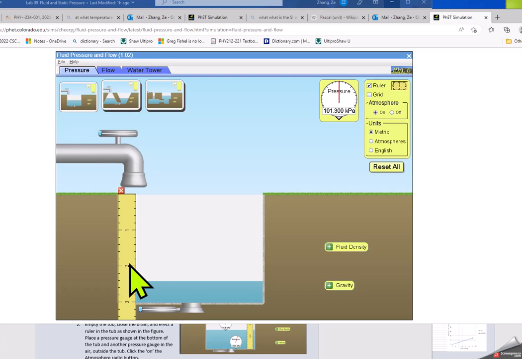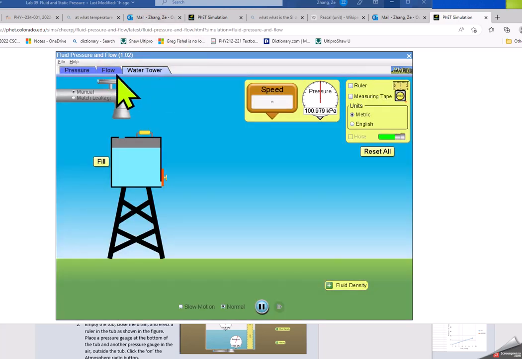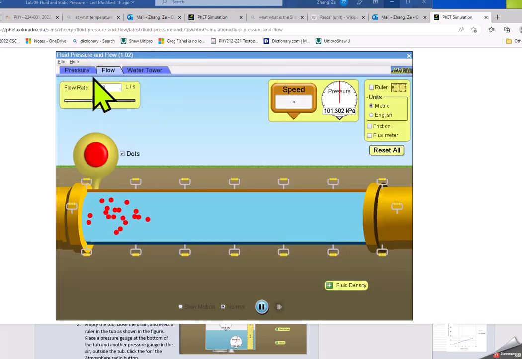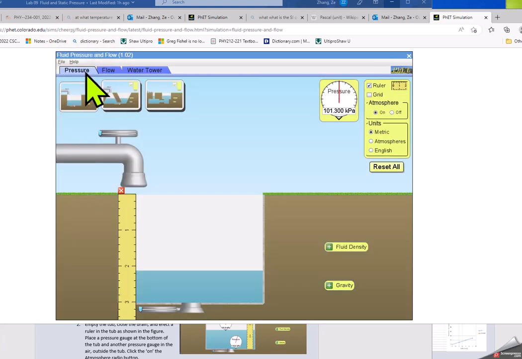So that's the system we're going to play with. You can play with other things too, water tower and flow. We're going to study those later on, but today we just use this one. And now, what do we do?